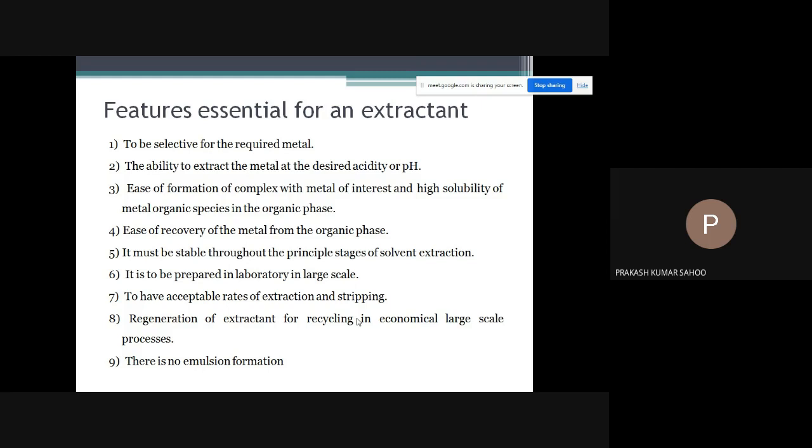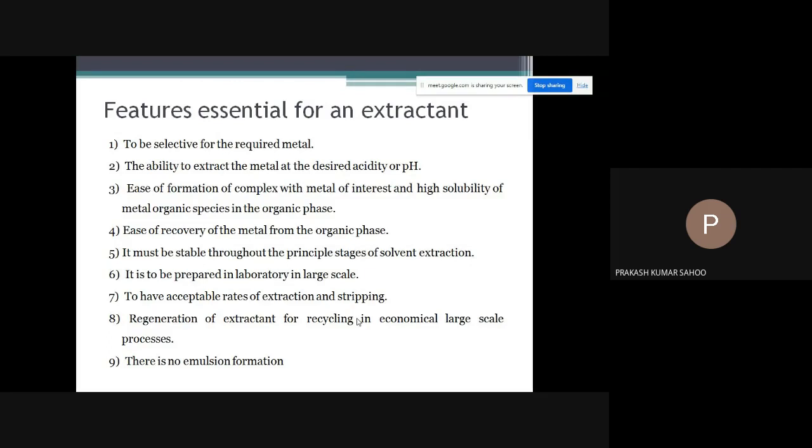The extractant must be selective for the required metal, with the ability to extract the metal at a desired acidity or pH. That means we have to maintain the pH. Then the third one is ease of formation of a complex with the metal of interest, and high solubility of the metal organic species in the organic phase. That is similar to your chelating ligand or chelation. Also, ease of recovery of the metal from the organic phase.